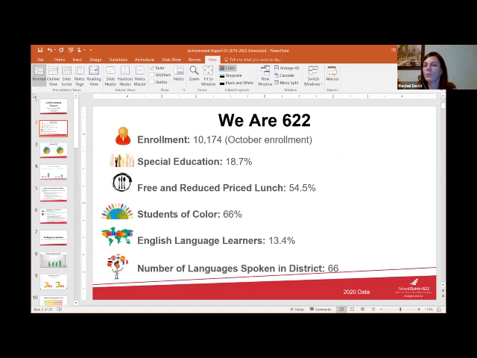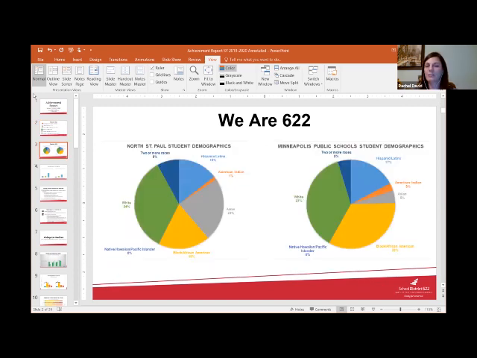So just to talk a little bit about who we are in 622, we have over 10,000 students enrolled in our district, with 66 different languages spoken. It really speaks to the level of diversity within our district. And we have over a 50% free and reduced price lunch rate. When we look at some of our surrounding districts and at our student demographics, we have a higher rate of student diversity than Minneapolis Public Schools. Our diversity, even from last year, continues to grow, and you'll see this throughout our presentation tonight.